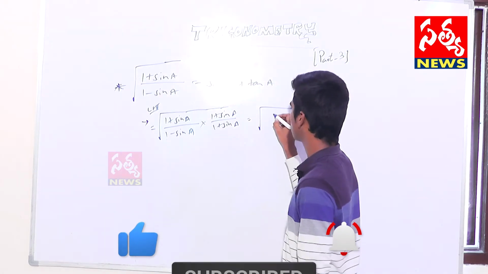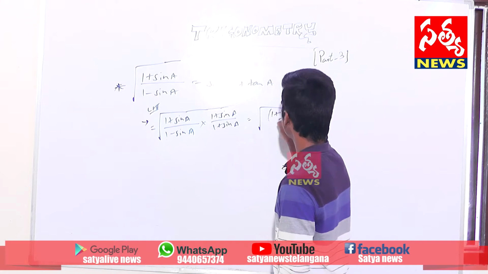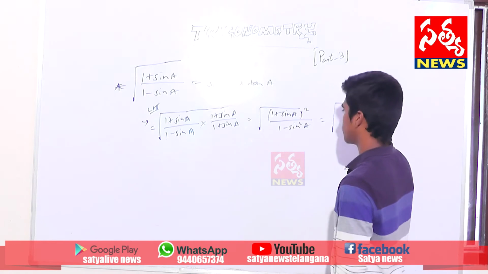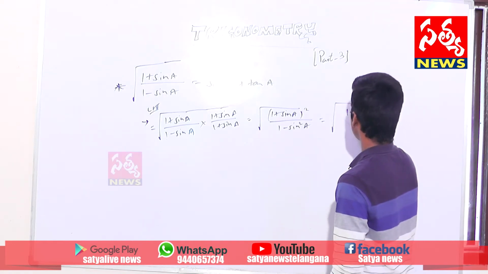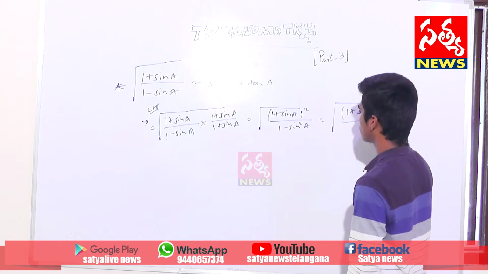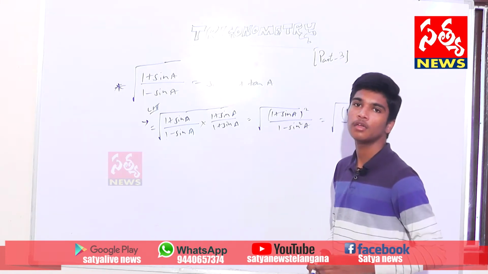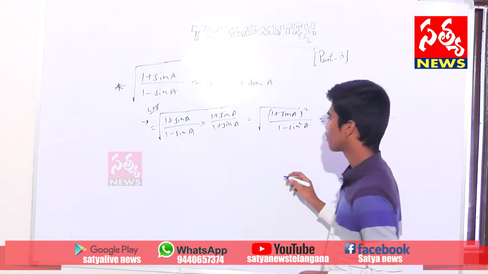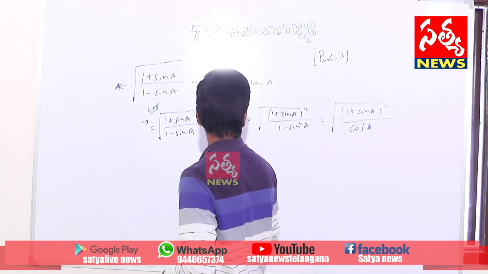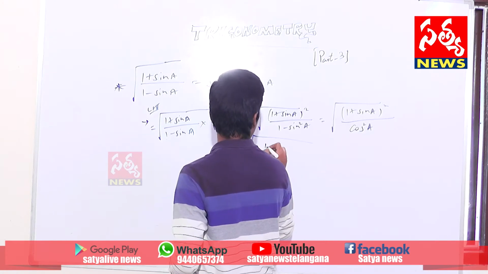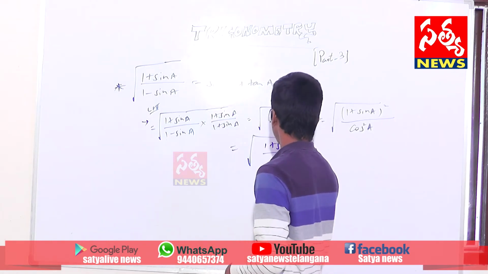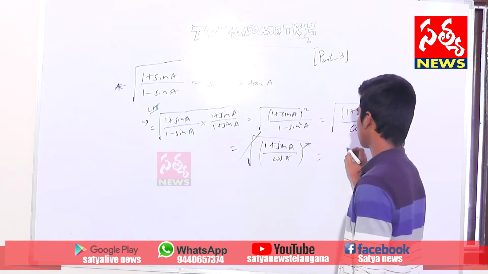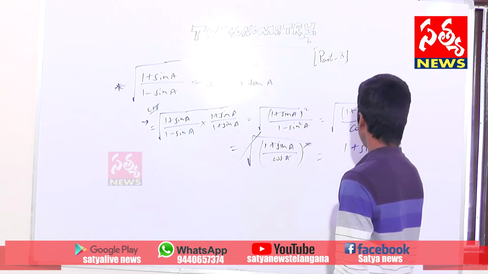Under root of (1 plus sin a) whole square by (1 minus sin square a). 1 minus sin square a is cos square a, from the identities. If you are not thorough with the identities, please check the second part. This is equal to under root ((1 plus sin a) by cos a) whole square. Here square and root get cancelled. We are left with (1 plus sin a) by cos a.